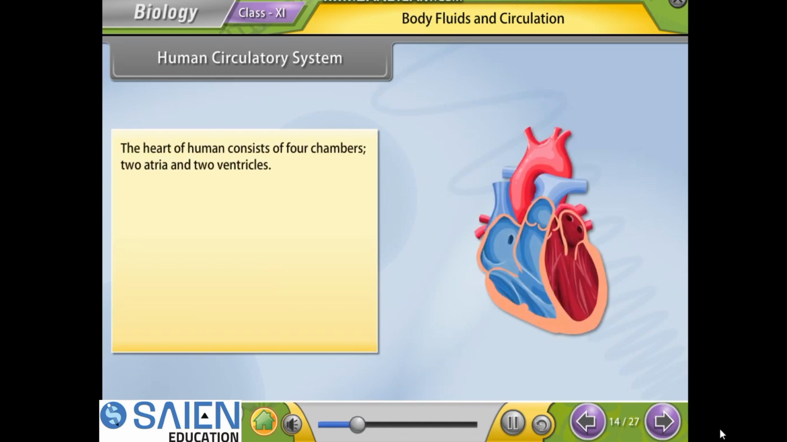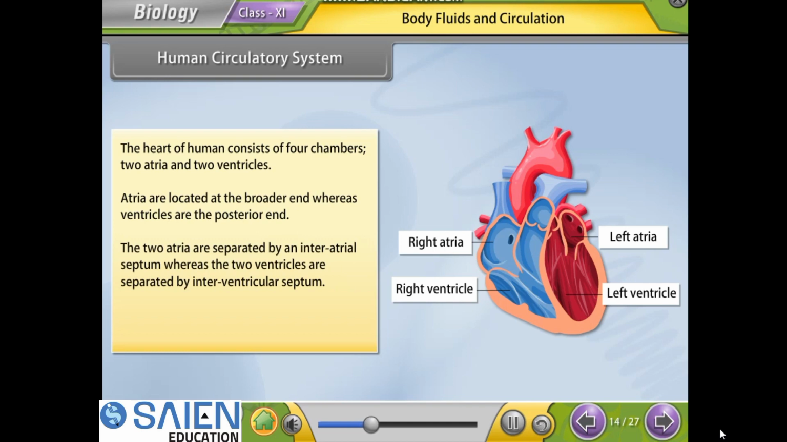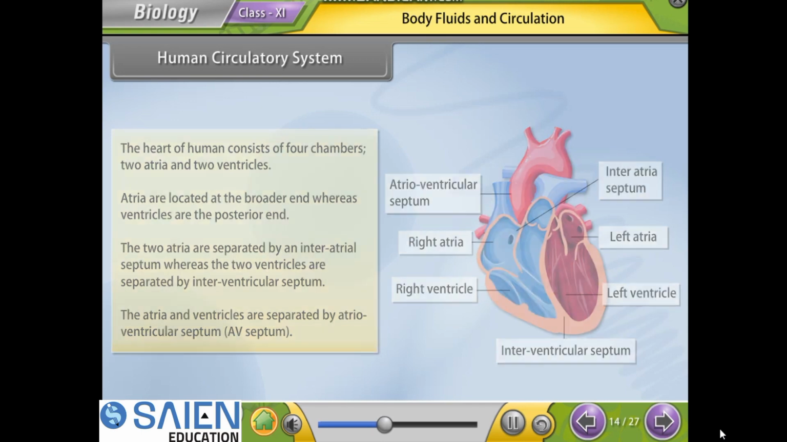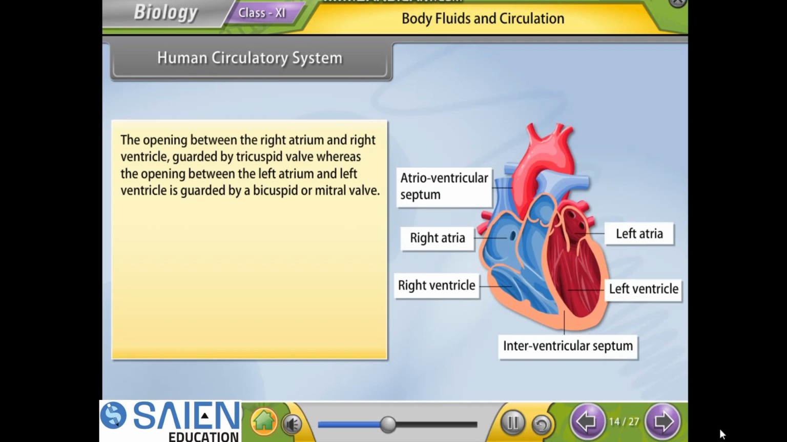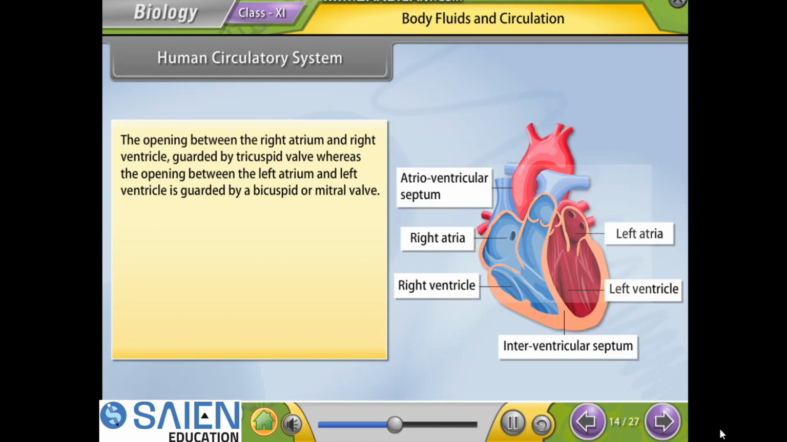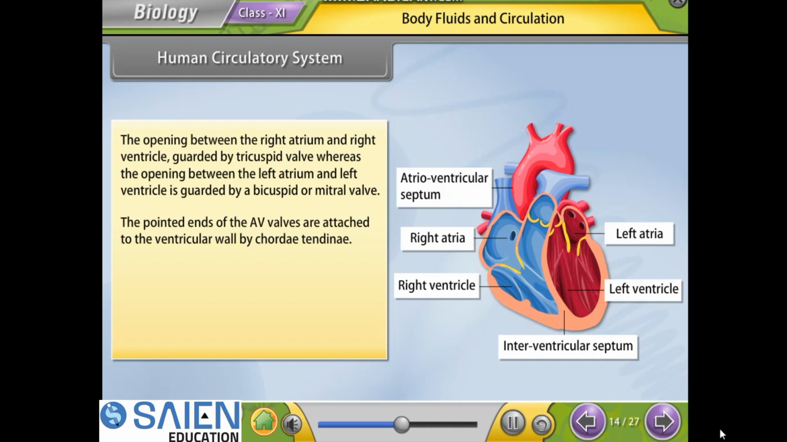The heart of human consists of 4 chambers, 2 atria and 2 ventricles. Atria are located at the broader end, whereas ventricles are at the posterior end. The 2 atria are separated by an interatrial septum, whereas the 2 ventricles are separated by interventricular septum. The atria and ventricles are separated by atrioventricular septum. The opening between the right atrium and right ventricle is guarded by tricuspid valve, whereas the opening between the left atrium and left ventricle is guarded by bicuspid or mitral valve. The pointed ends of the AV valves are attached to the ventricular wall by chordae tendineae.